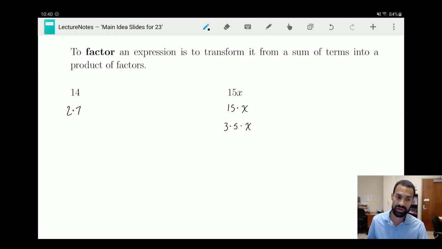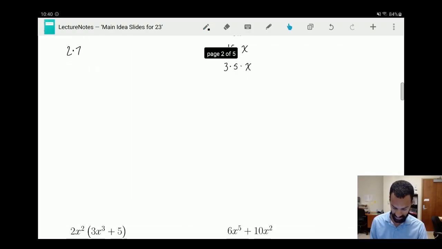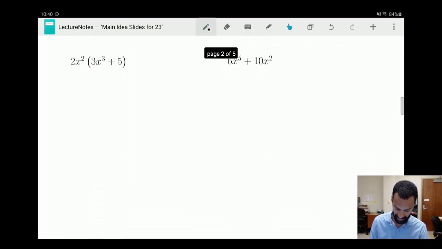Now we want to factor a collection of terms, terms that are added together. So let's get to a good example here. You'll see that this is the same example twice, just written out in different ways: 2x squared times 3x to the third power plus 5. In the last section, you would have known to distribute that 2x squared times 3x to the third power. 2 times 3 would be 6, and x squared times x to the third power, you add the exponents together and get x to the fifth power.